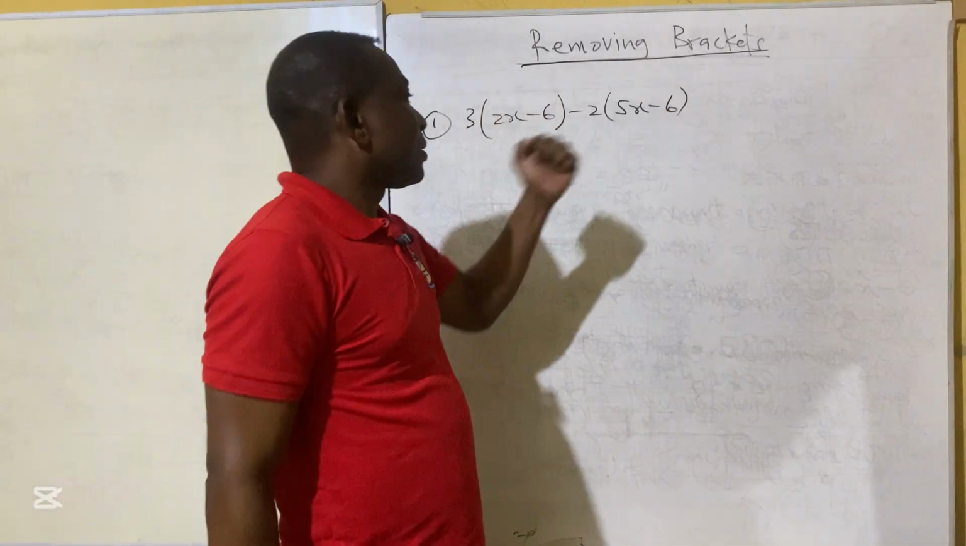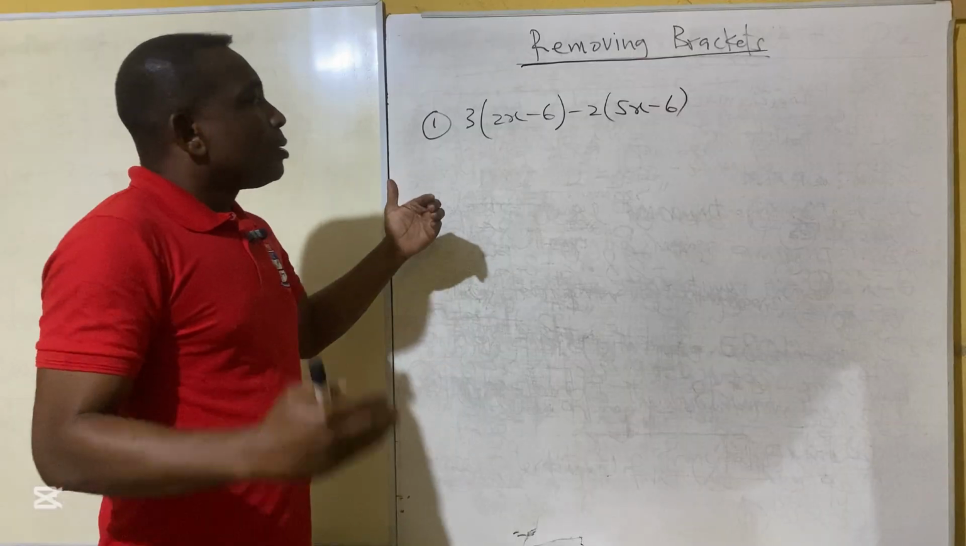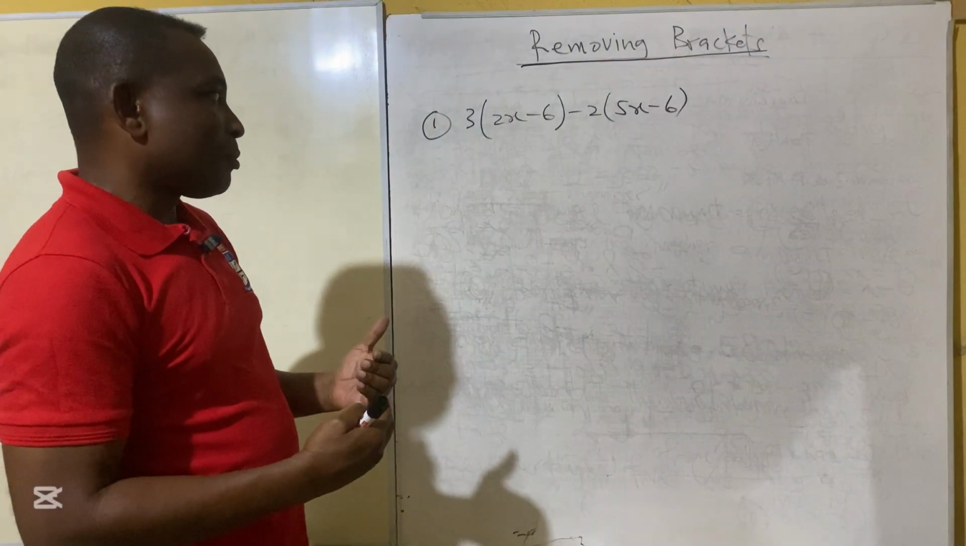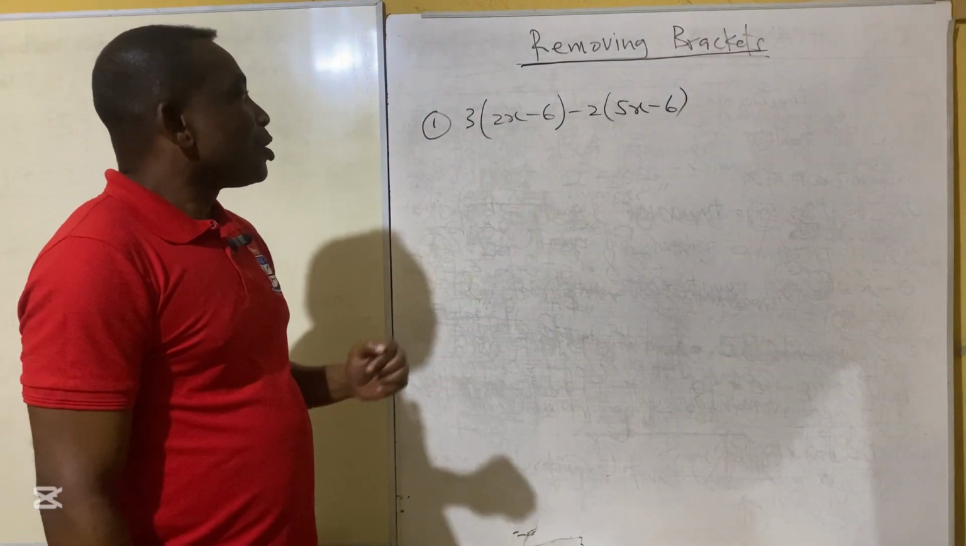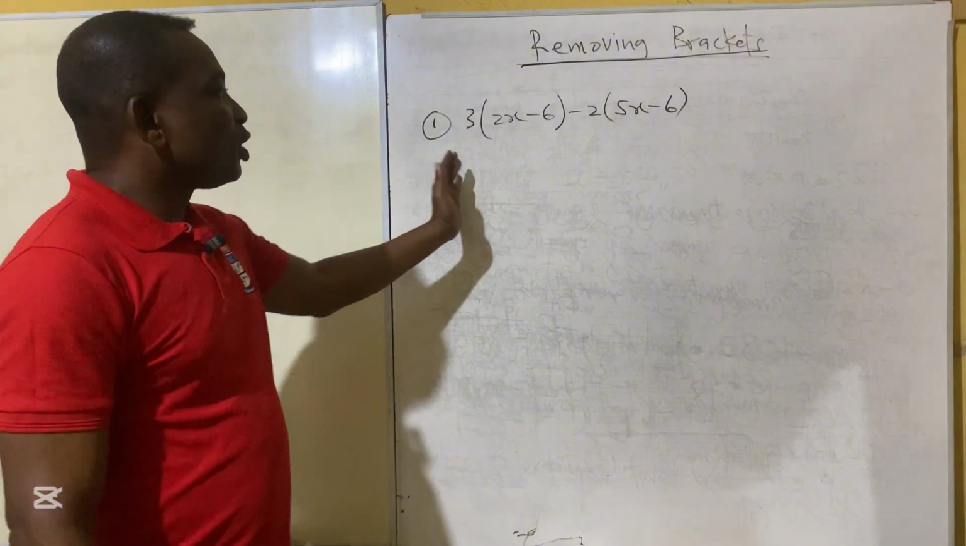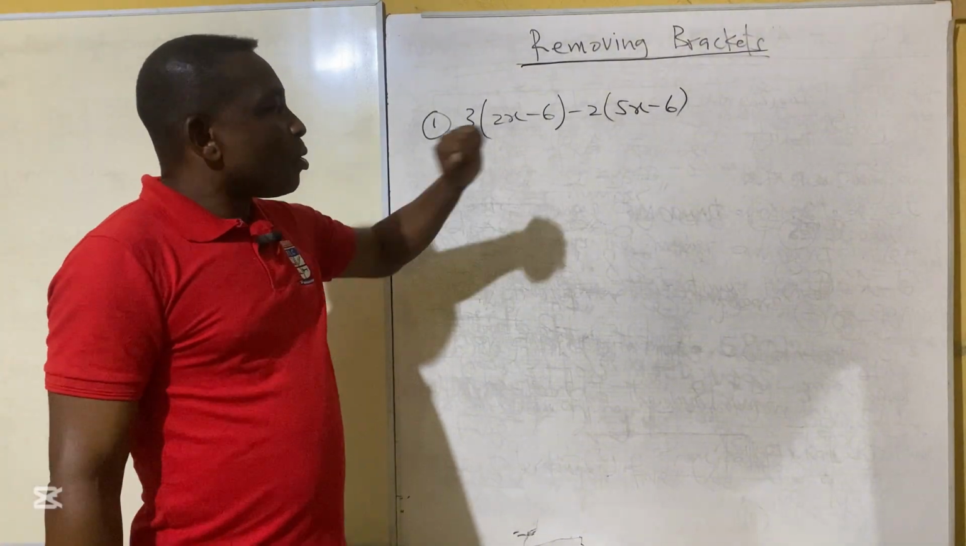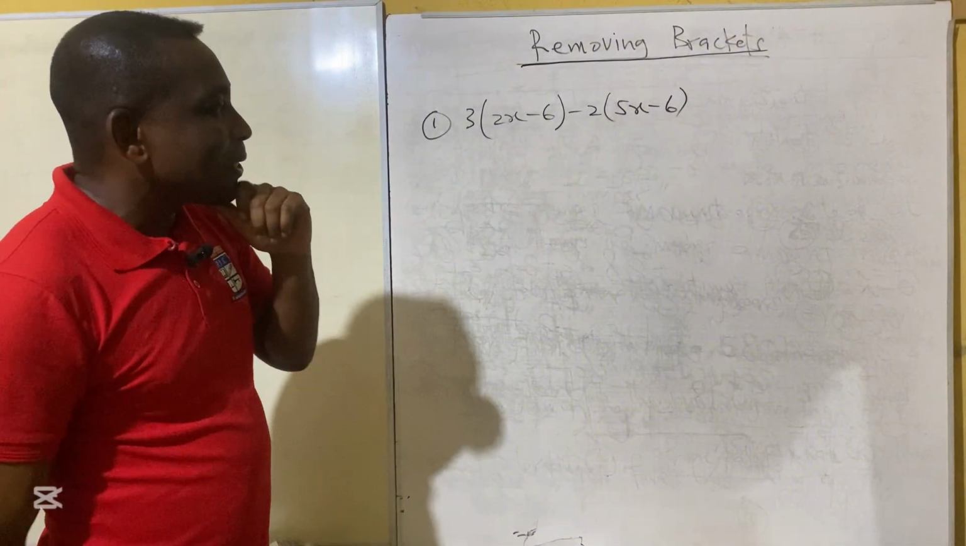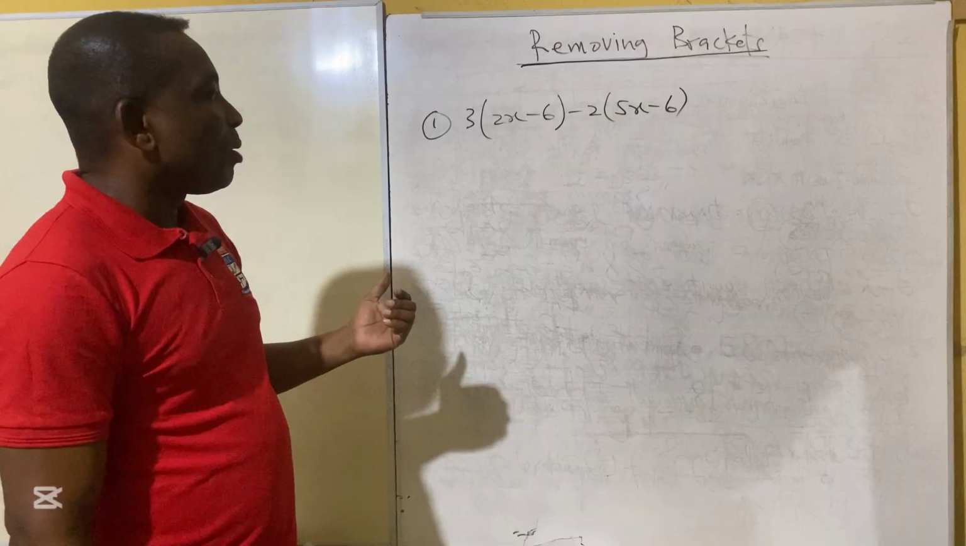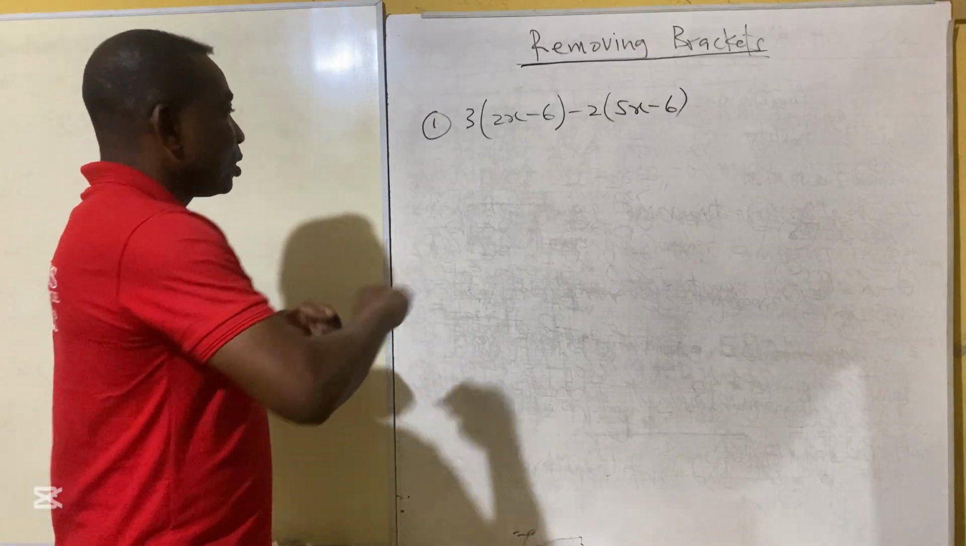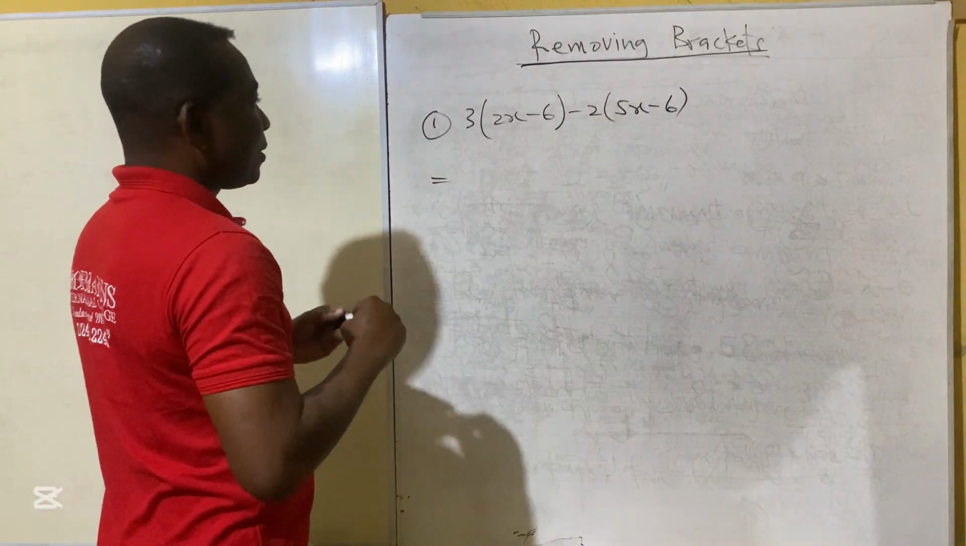Removing brackets. Similar terms are put into brackets. So before you can solve, you need to remove brackets. So we remove the brackets by applying the distributive law. That is, we expand, simply put. So this is how it is done.